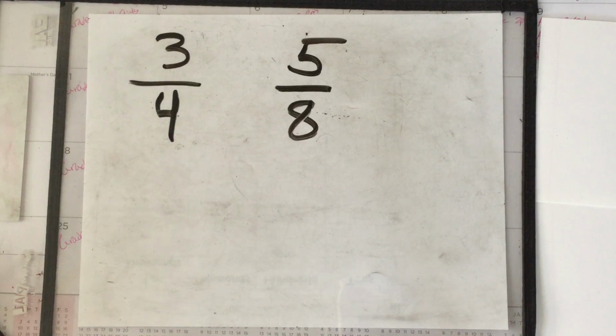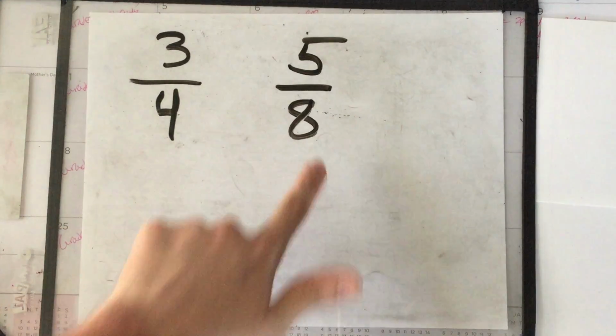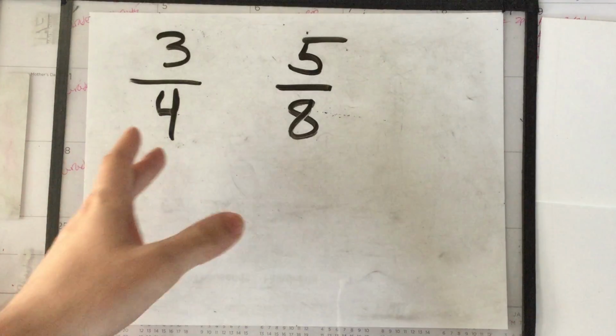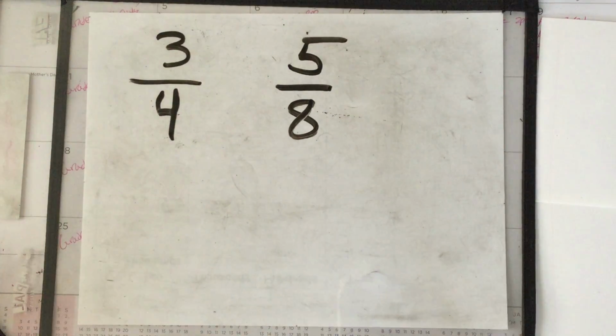It goes back to that argument when we were doing measurement. You can't compare centimeters and inches. They're not the same thing. Fourths and eighths are different units. They're different things. So we need to somehow make them the same thing before we can compare them or combine them or do whatever we're going to do to them.